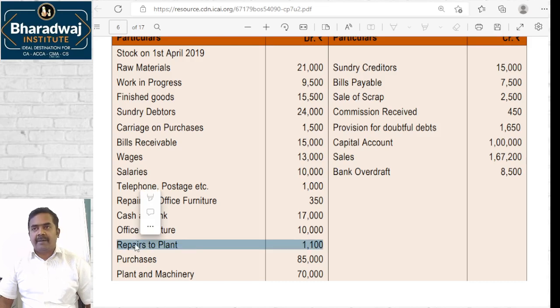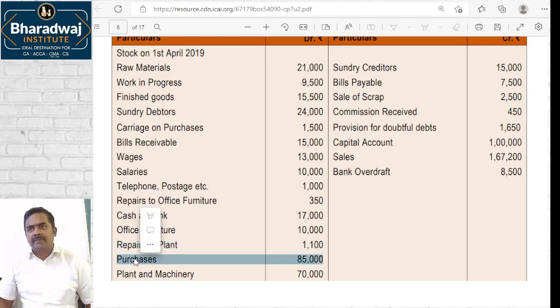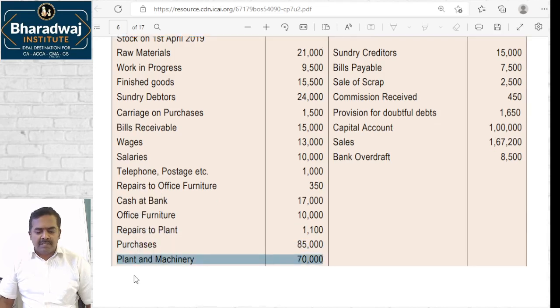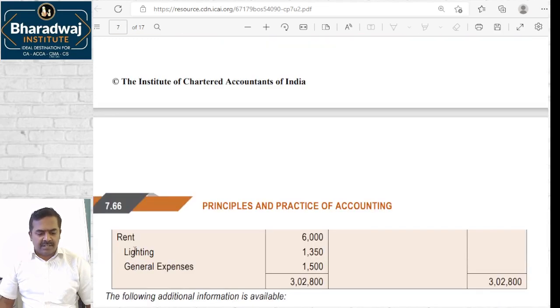Repairs to plant, manufacturing account. Plant and machinery is used for the factory, so all the expenses related to the factory will come in the manufacturing account. Purchases will come in manufacturing account. Plant and machinery is an asset.